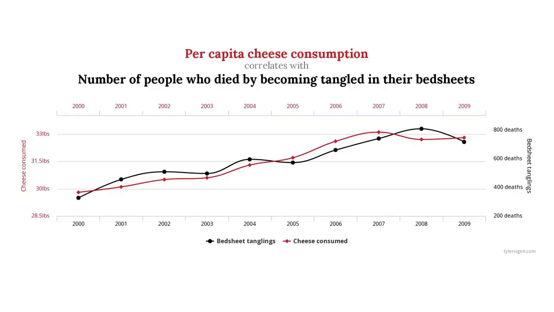All right, here we have in red the per capita cheese consumption, and in black the number of people who died by becoming tangled in their bed sheets. If you look at those two lines, they match each other pretty closely. Okay, but I don't think anyone could argue that eating more cheese causes people to die by being tangled in their bed sheets, or vice versa. All right, having people die by becoming tangled in their bed sheets does not cause people to eat more cheese. Okay, so this is a correlation, but there is no causation.